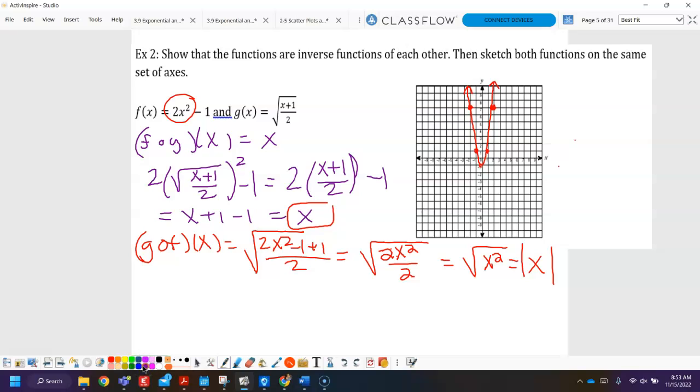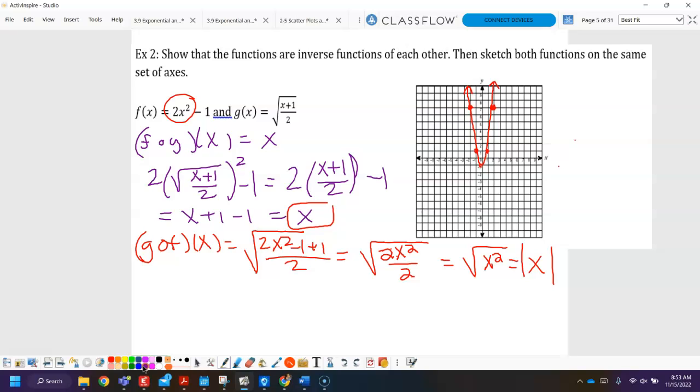The g of x graph, every point on the red graph should be a reflected point on the g of x graph. So by definition, inverses swap the domain and range of their partner function. So if the original function has the point (0, -1), the inverse has the point (-1, 0).